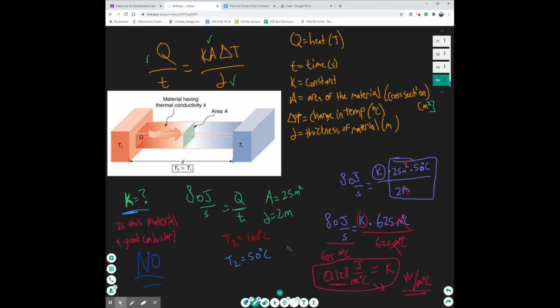Now, I don't know what this material is. We just made it up. It's mystery material, but we can roll with that. Okay, so there's one example.